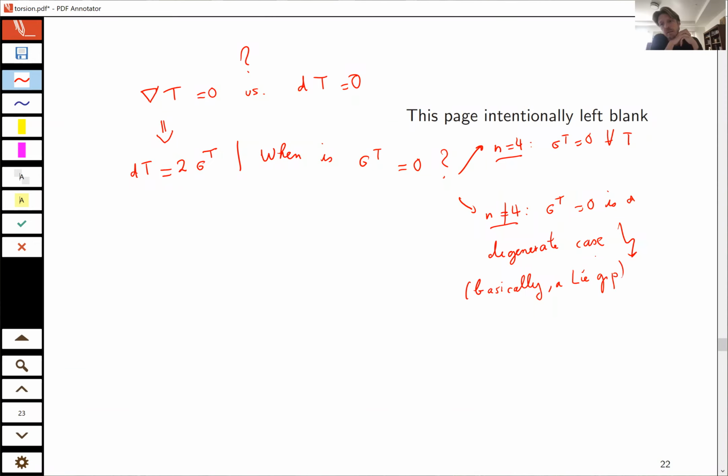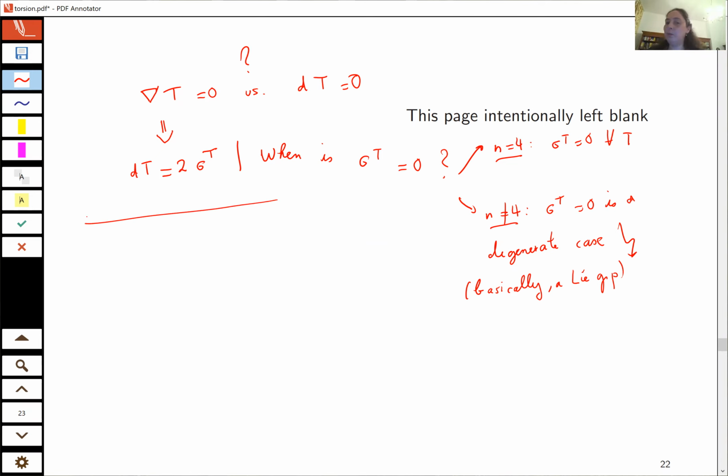And I guess, is the uniqueness maybe recovered? Suppose you further assume that T is closed. Is the uniqueness just recovered by the cohomology class of T maybe? Uniqueness of what? Of the homogeneous structure.